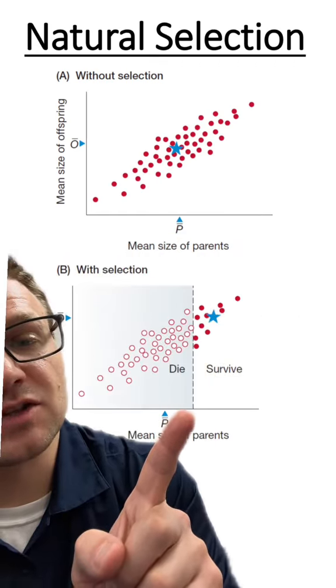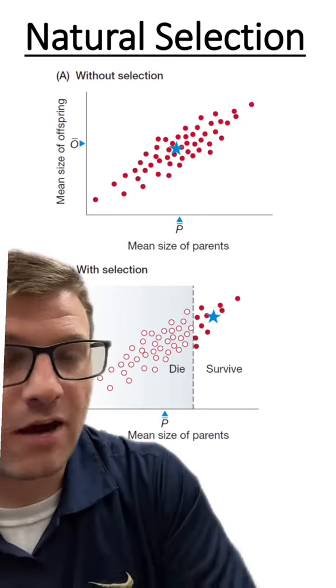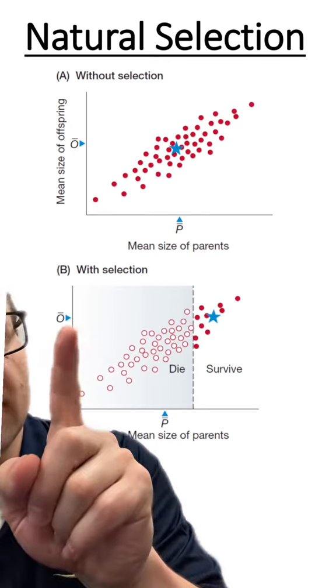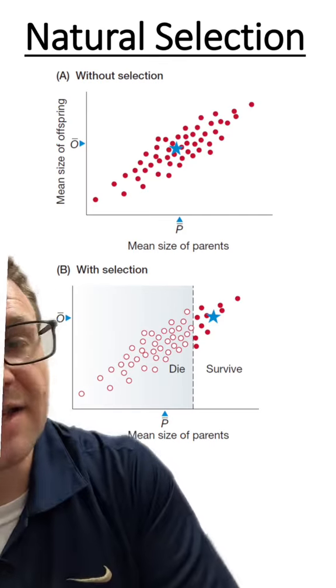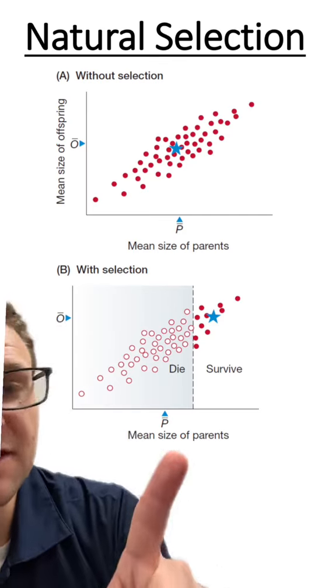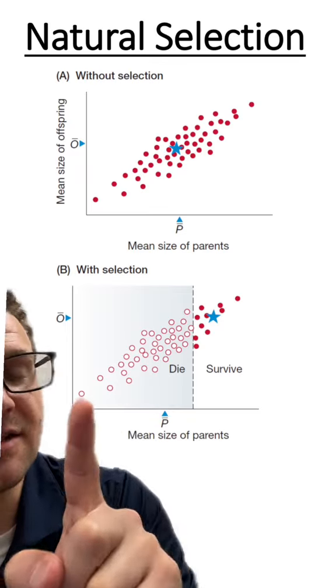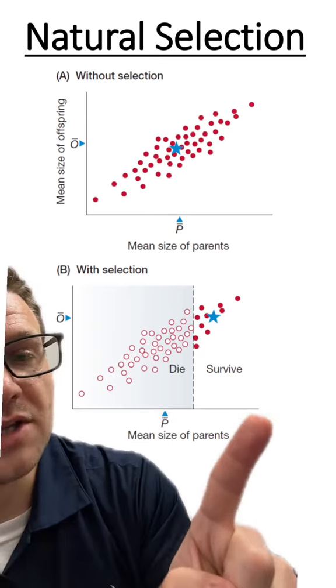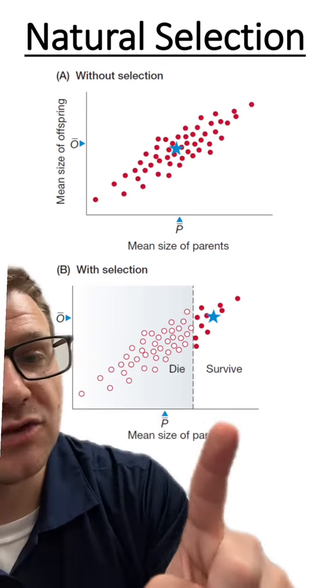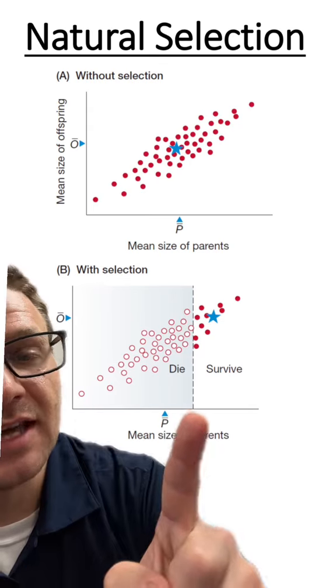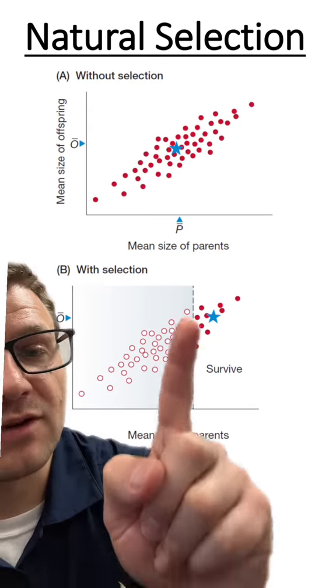You can see the smaller organisms here are going to die off, which means the offspring is going to increase in the size of the average organism. This is because it is much more likely that the offspring are going to die in this scenario, and the larger ones are going to survive. So this is natural selection, where some organisms die, some organisms are going to survive and reproduce more.